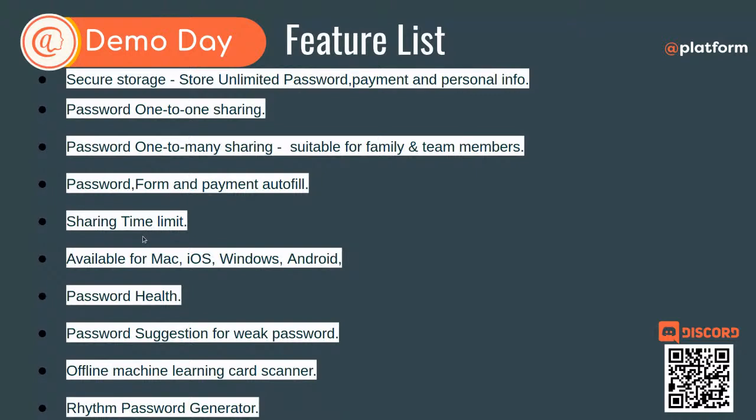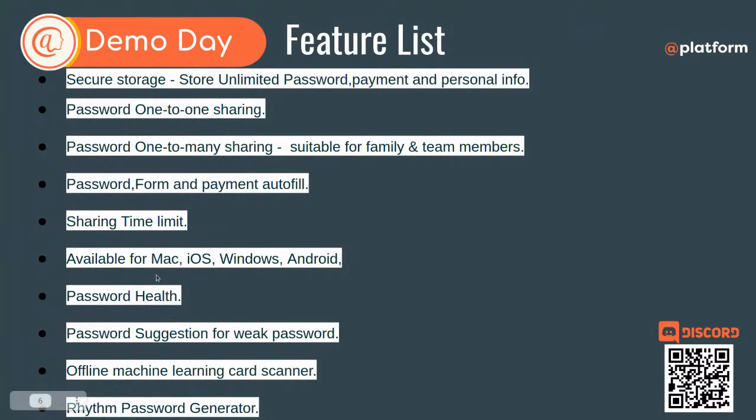It will be available for 4 platforms: macOS, iOS, Windows, and Android. There will be a feature called password health, which will determine how strong your password is and how repetitive it is, along with password suggestions for weak passwords. The password you have right now will get a suggestion that it is weak, and it will generate a new, stronger password.